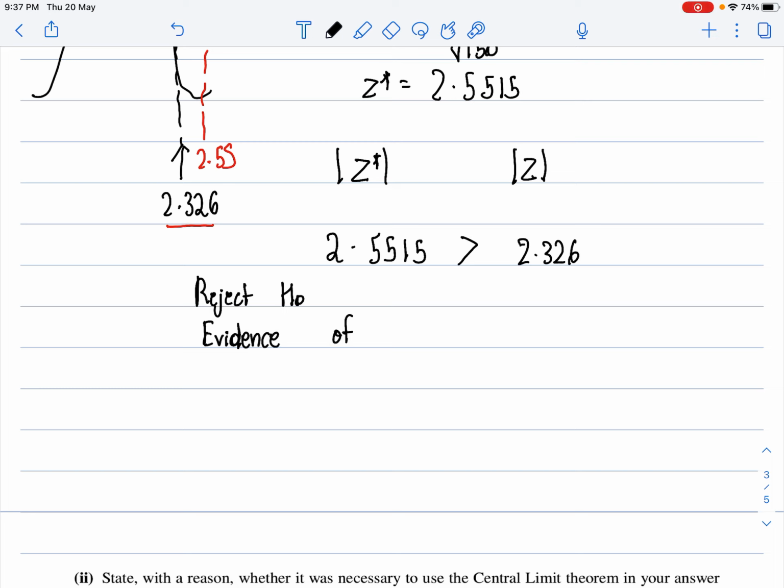of mean journey time increasing. Okay, this is what I can state.